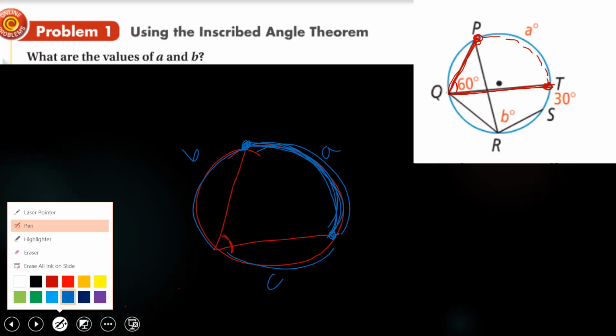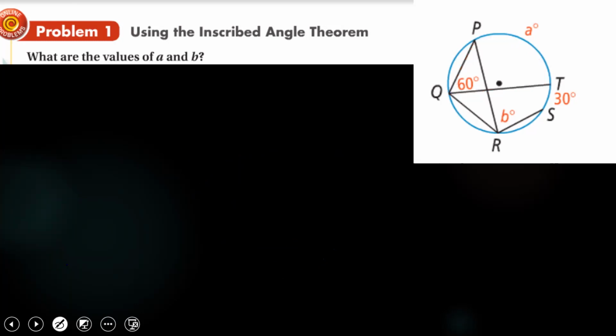Teacher, can you see the points P and R? Yeah, but I didn't talk about them. I only talk about 60 now. Okay. So here we have this angle. So this is the arc.